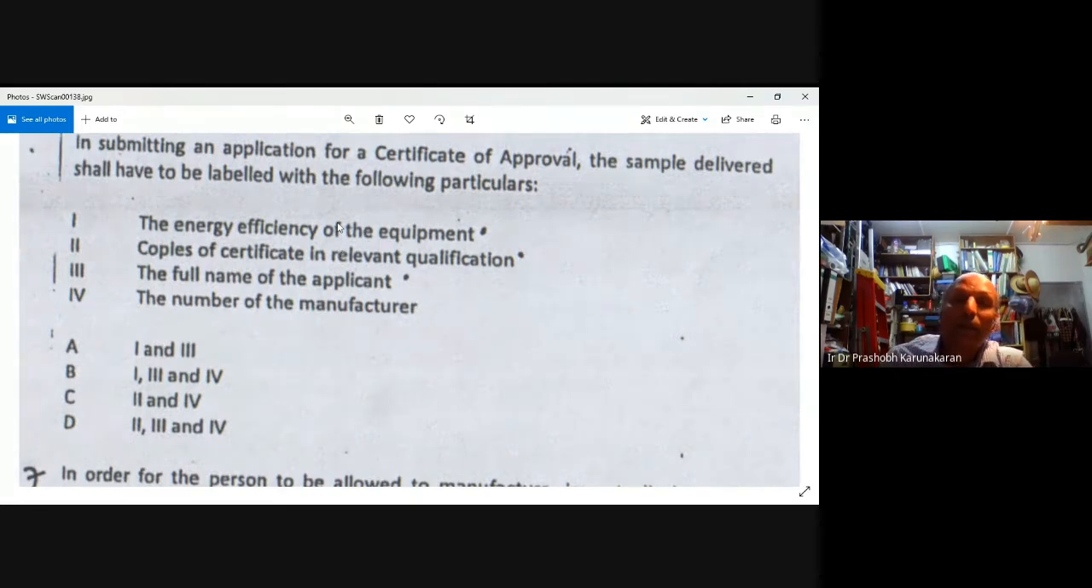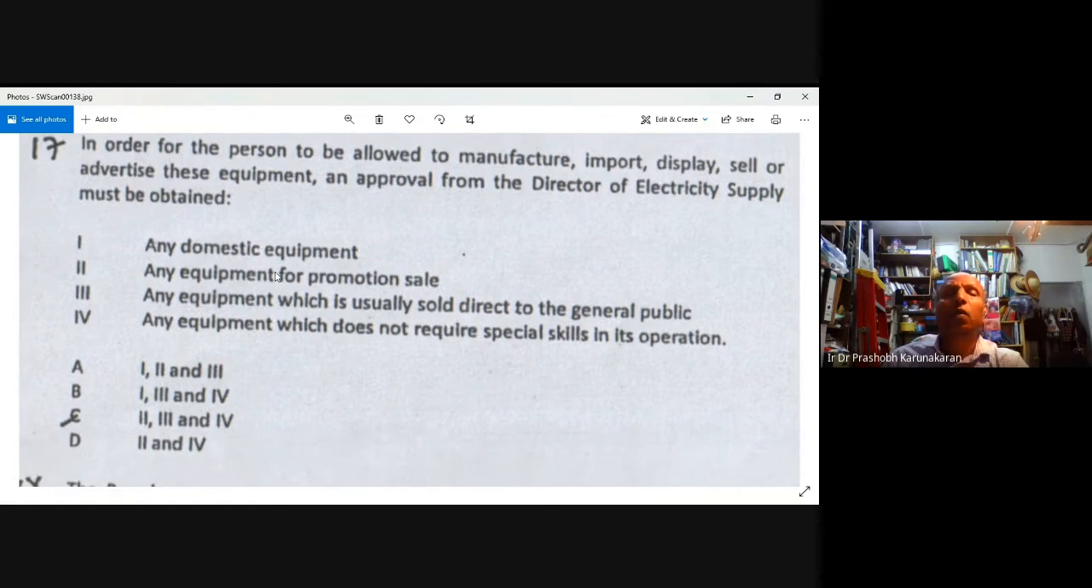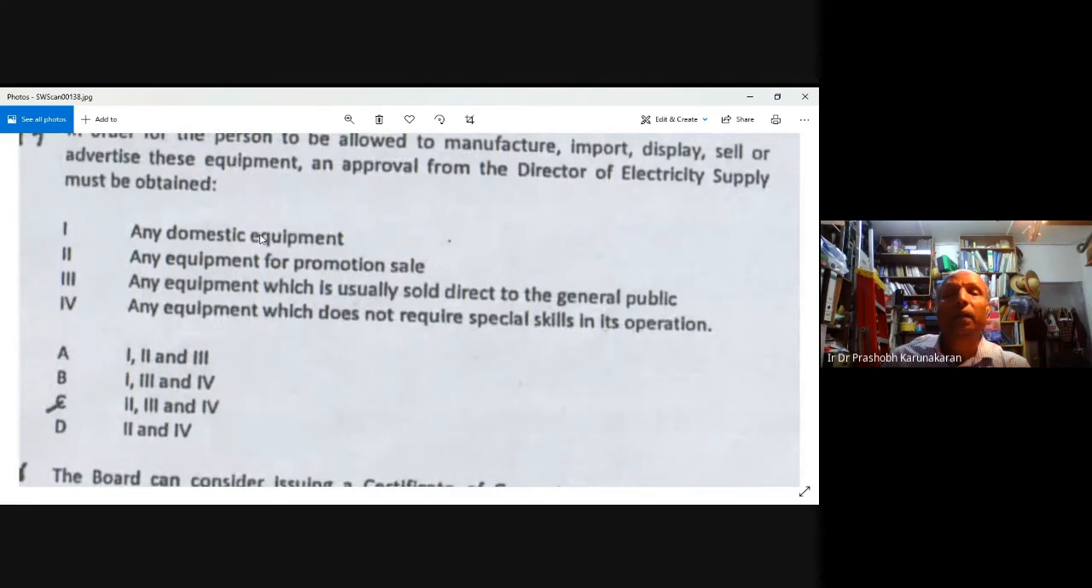In order for a person to be allowed to manufacture, import, display, sell, or advertise this equipment, an approval from the Director of Electrical Supply, that means Fauzi, must be obtained. Any domestic equipment, any equipment for proposals and sale, any equipment which is usually sold directly to the general public, you need approval from Fauzi. Any equipment which does not require special skill in operation. So 2, 3, 4. It cannot be any domestic equipment.